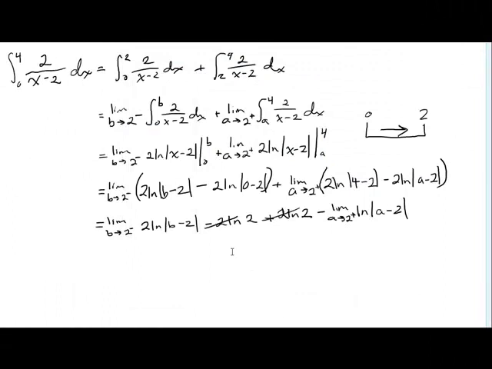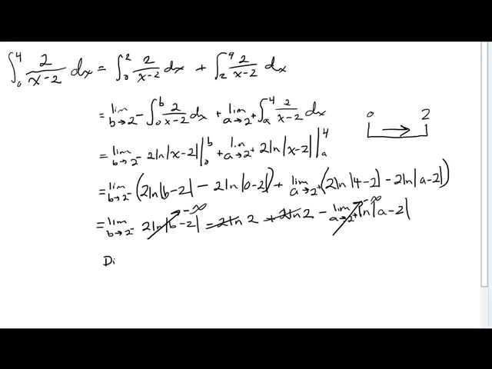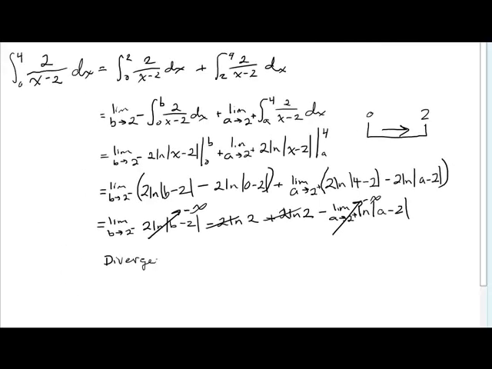So in both cases, these limits are going to go to negative infinity. And again, all we needed was one. Once this thing went to negative infinity, we were done. This improper integral is divergent.